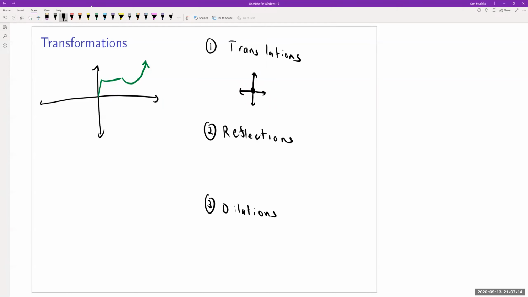A reflection is taking the graph and reflecting it over some line. It's also moving the points of the function, but instead of moving all of the points some fixed distance in some fixed direction, we're instead flipping the points across a line. So when it's further away, flip further, just like if you were reflecting across a mirror. And the last one is dilations. For a dilation, we are either stretching the function out or squishing the function in.